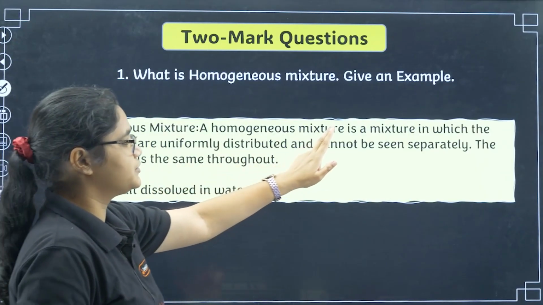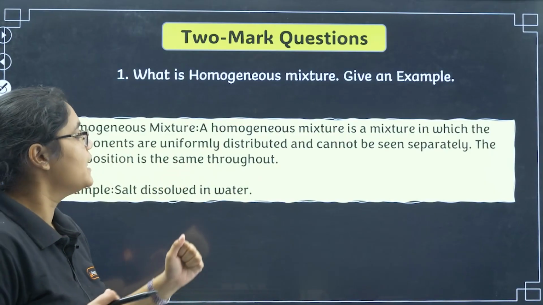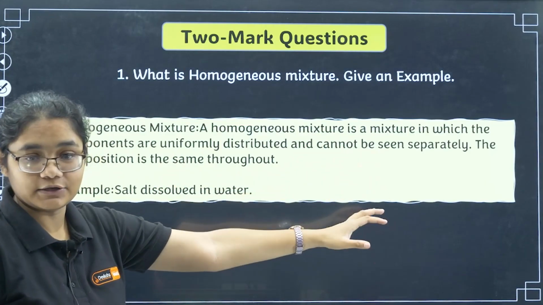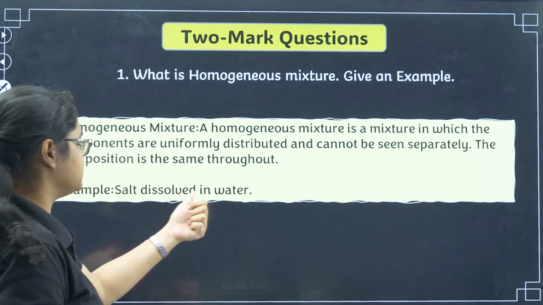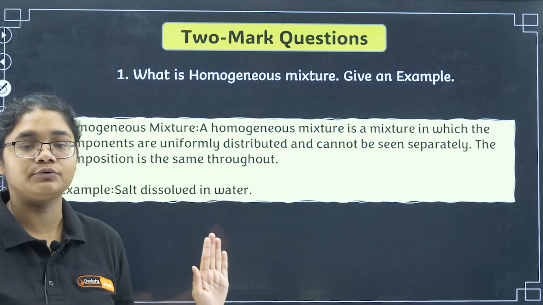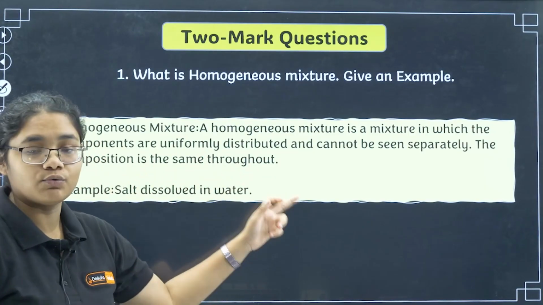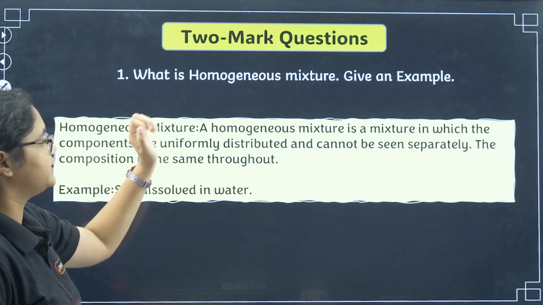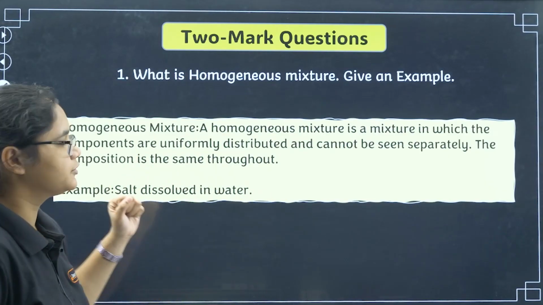A homogeneous mixture is a mixture in which the components are uniformly distributed and cannot be seen separately. You cannot visualize, suppose you have made sugar and salt dissolved in water, you cannot find salt in that. It is uniformly distributed in the solution. Okay, and the composition is same throughout. So here this is a homogeneous mixture, and the example is salt solution or sugar solution.